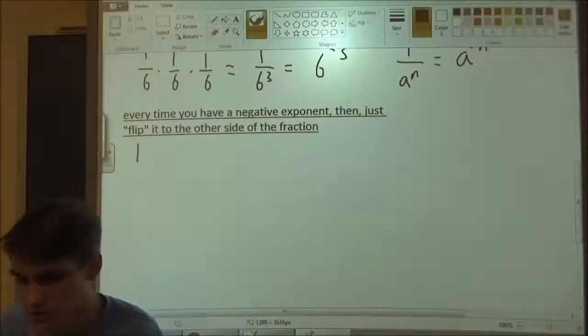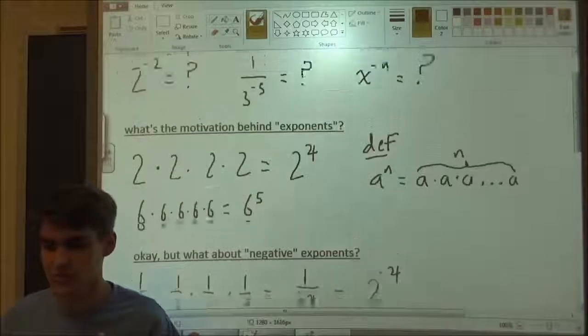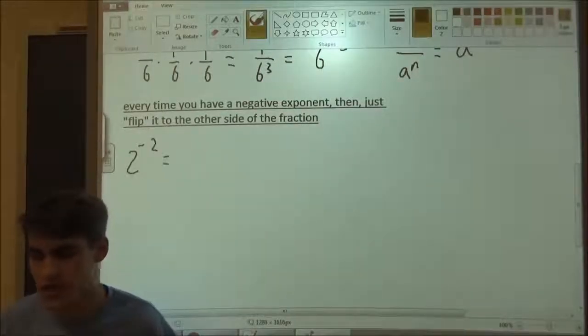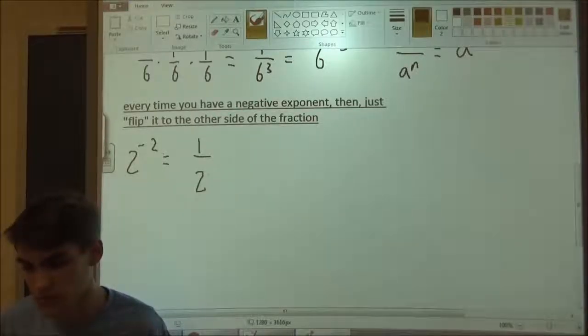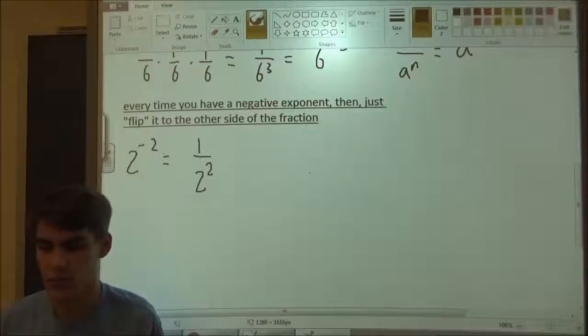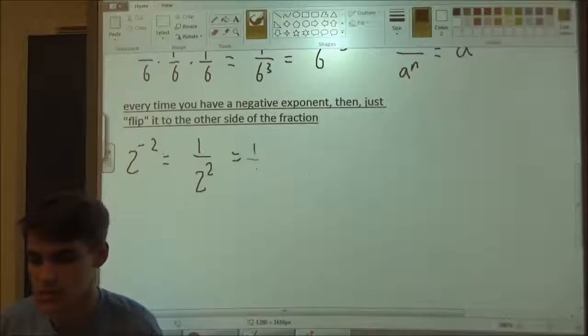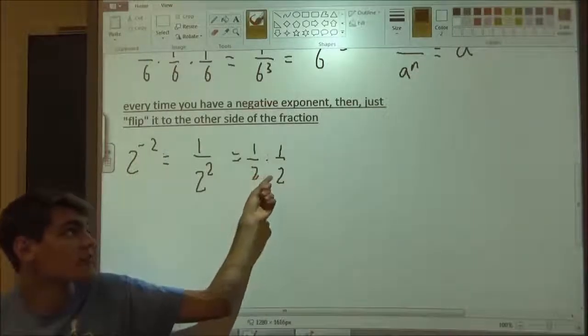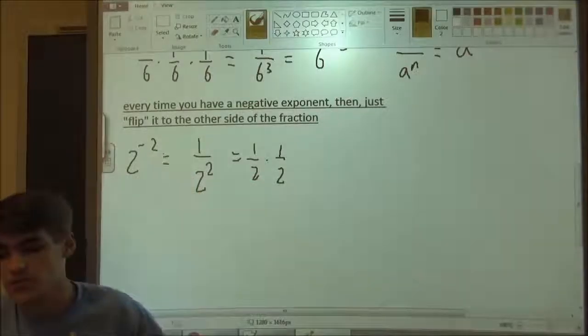So in general, let's go back to our examples up here. 2 to the negative 2. If it's on the top of the fraction, you bring it down to the bottom of the fraction, to the power of 2. Because what we want is, instead of multiplying 2 by itself twice, to divide 2 by itself twice. I don't want to write all this out every time, so I'm just writing 2 to the negative 2.